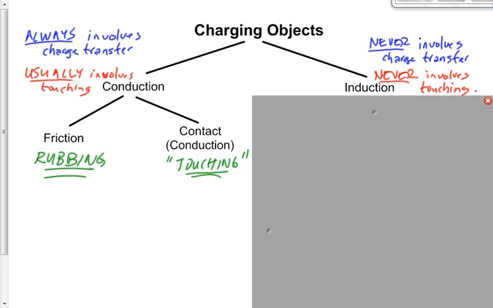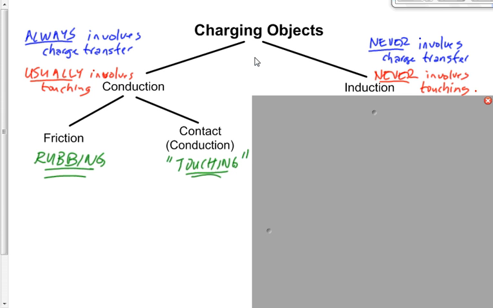In both cases, the law of conservation of charge still has to apply. When I touch an object, say Andy was 10, I was 0, Andy touched my finger. I became +5, he became +5, total charge was still 10, right? When you rub two objects together, maybe one of them is neutral. Maybe they're both neutral. The balloon is neutral, your hair is neutral.